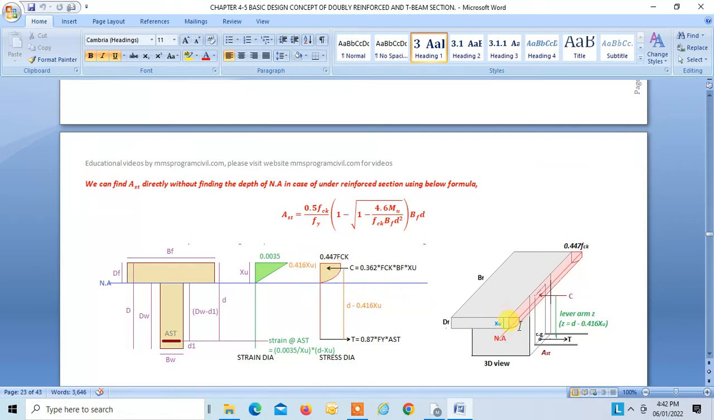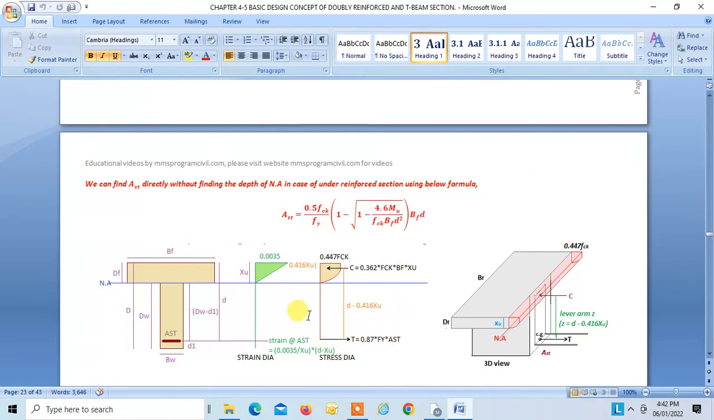This is your design stress diagram, which is applied to the whole width of the flange, that is BF, right? This is how you get the force C. So we know force C is 0.36 FCK. Instead of B, you will have to take BF, okay? Because this is acting on the whole flange, right? BF into XU. T, you know, it's simple, 0.87 Fy into ASt.